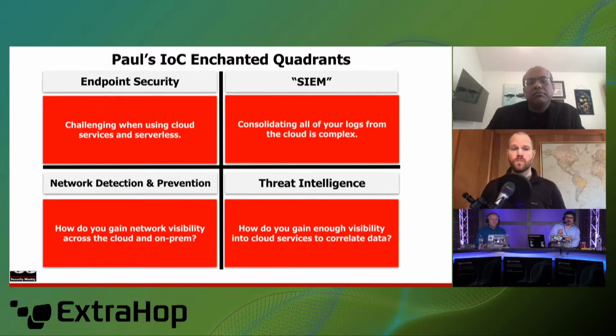So then I'll move to threat intelligence next. How do you gain enough visibility into your cloud services to be able to correlate that data, right? It kind of speaks to what if you don't have an endpoint agent on there? And what if you're struggling with getting a unified logging solution? You've got this great threat intelligence that's like, well, this could be an issue, let's go see if we have it. How do you get that out of the cloud to be able to correlate it to your threat intelligence is, in my opinion, the issue there. And then, of course, we get to network detection and prevention.